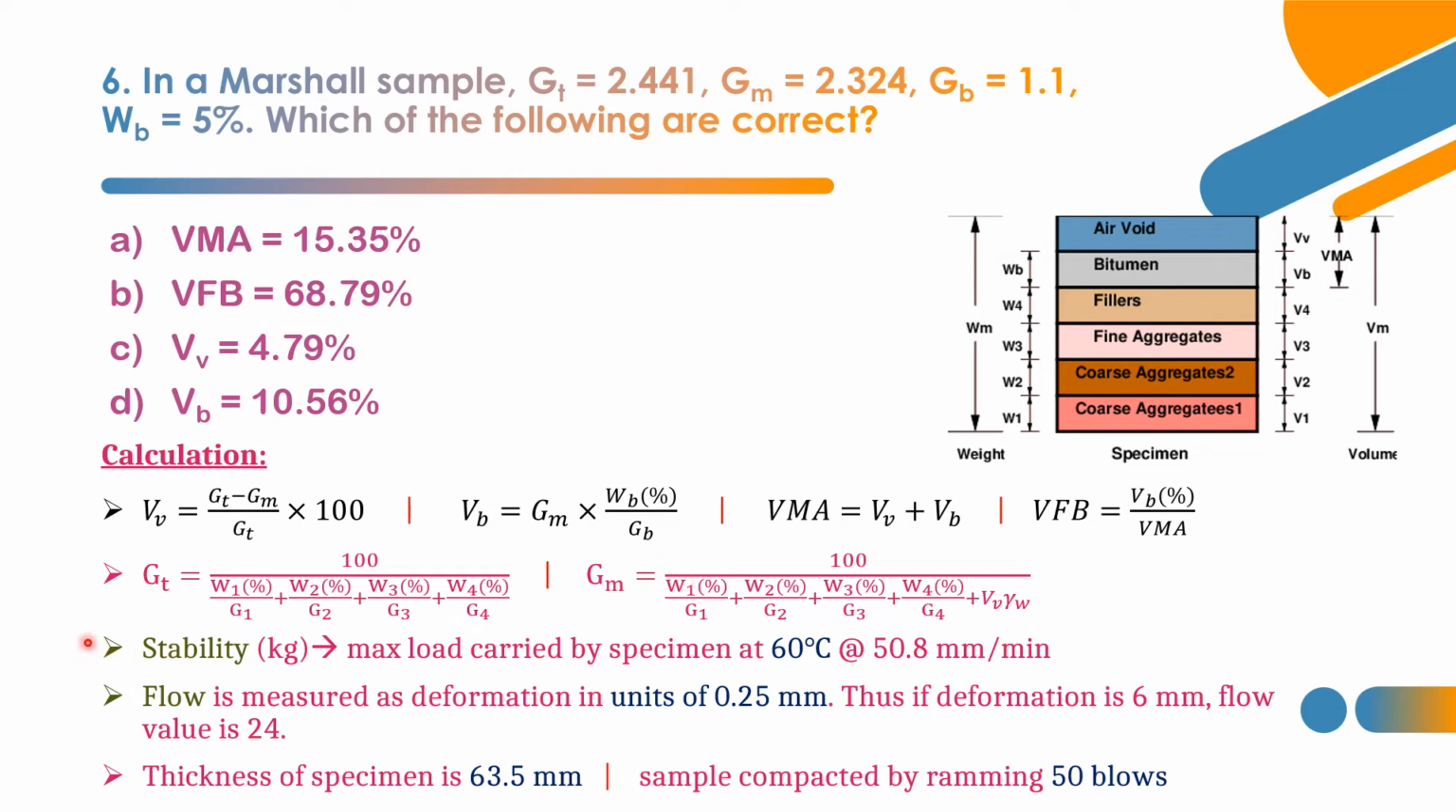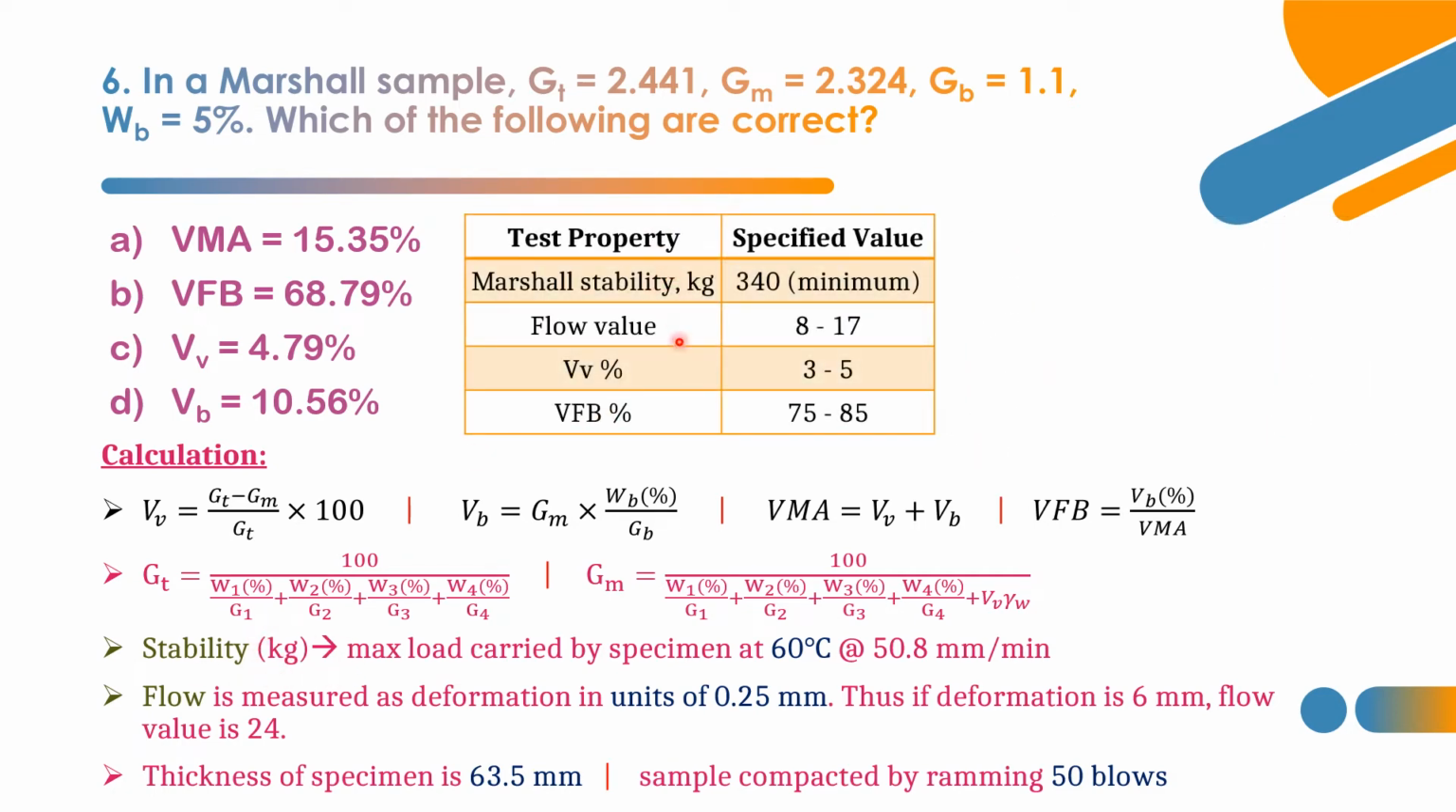We shall see more points about Marshall mix. There is something called stability. Stability is measured in kilograms. That is the maximum load carried by the specimen at 60 degrees Celsius at the rate of 50.8 mm per minute. So this is the stability criteria. Stability is measured in kilograms.